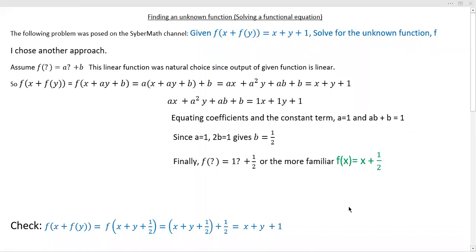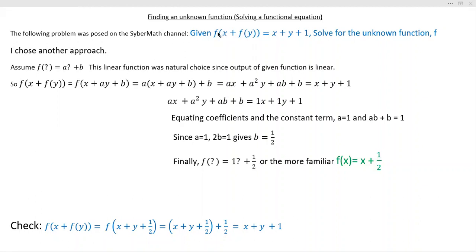Okay, everybody. Today's video seeks to find an unknown function from a functional equation. A lot of us are used to getting a number from an equation as a solution, or a set of numbers as a solution. But in this particular case, the equation is a functional equation, and we're actually seeking an unknown function. Now, this particular problem was worked at the SyberMath channel, and I'm going to show you another approach. We get the same result they got at this channel, but it's a completely different approach to the problem.